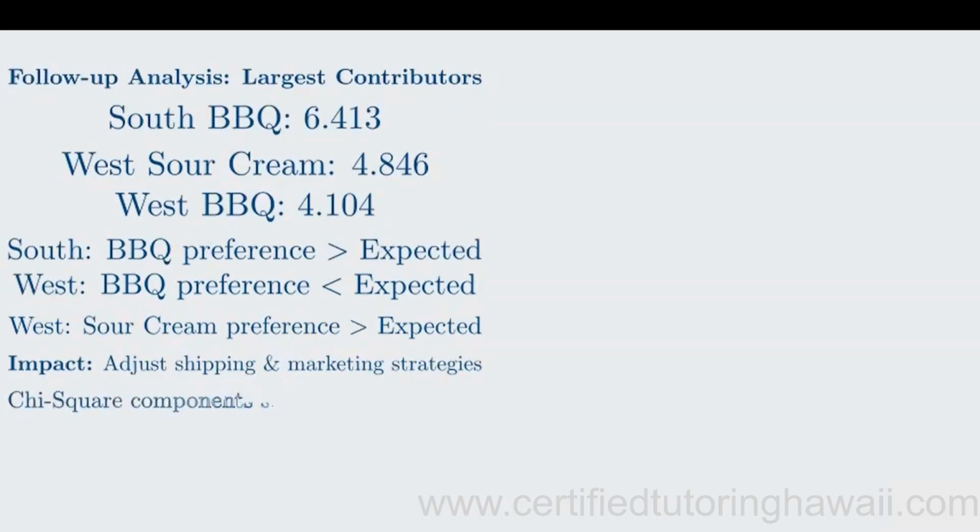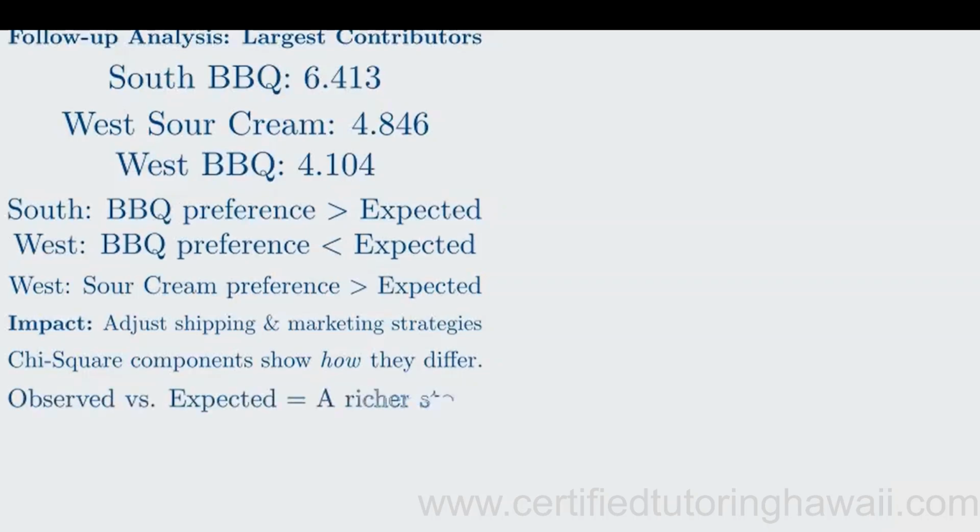This is the power of the chi-square test. It doesn't just tell you that things are different. The individual components help you see exactly how they are different. By comparing the observed and expected counts, you can tell a much richer story about your data than just rejecting the null. To wrap up, let's compare the two types of tests we just performed.